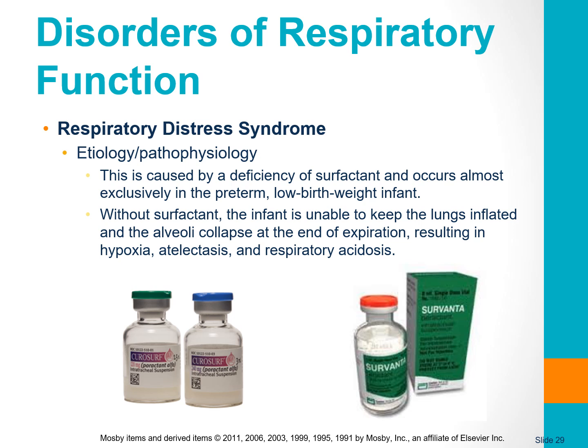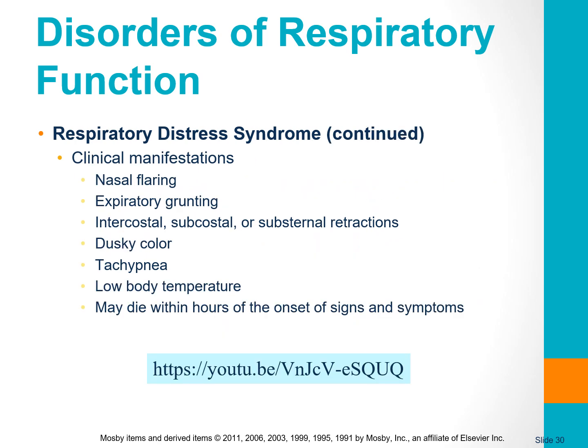Let's see, so how do they manifest themselves? This is after they're born, and if they're having respiratory distress syndrome or RDS, it almost always is going to involve nasal flaring, expiratory grunting, intercostal and subcostal substernal retraction, so accessory muscle usage. Their color is going to be poor, dusky, cyanotic. They're going to have increased work of breathing, low body temperature, and if untreated, can die within hours of symptom onset. The video here is a video of a baby in distress that shows the physical symptoms you might see when the baby is going into distress syndrome.